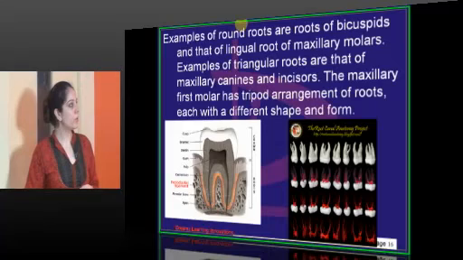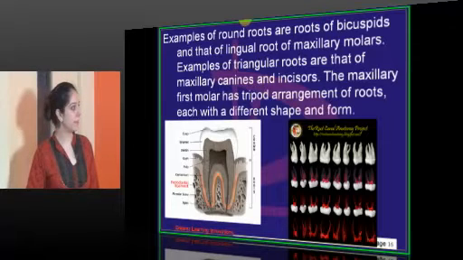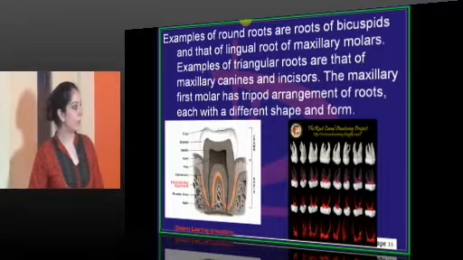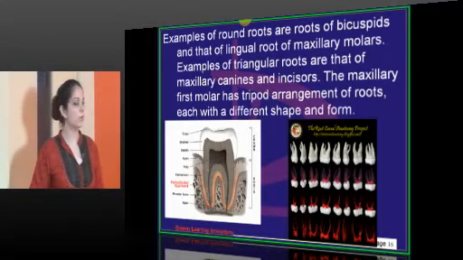Examples of round roots are roots of bicuspids and that of the lingual root of the maxillary molars. Examples of triangular roots are that of maxillary canines and incisors, so they are quite effective or rather most effective. And the maxillary first molar has a tripod arrangement. Again, the root surface area is increased, so it's a very good anchor unit.